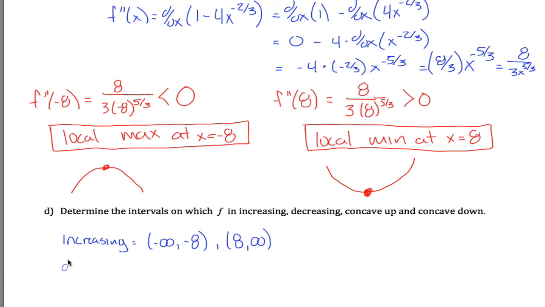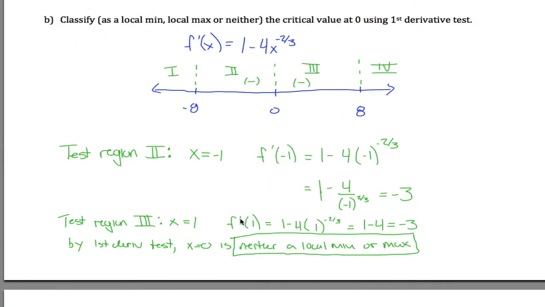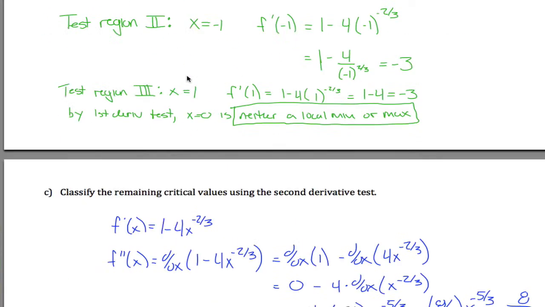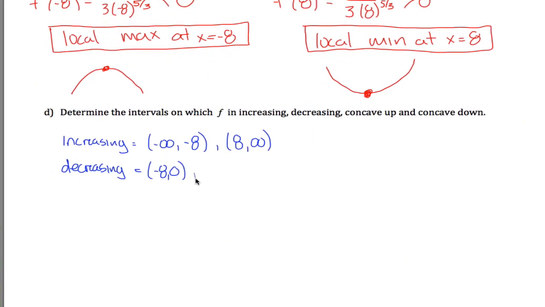And if that's where it's increasing, I can figure out where it's decreasing. Well, it's decreasing from negative 8 all the way up to 0. As we saw in here, it's decreasing on this interval, and it's decreasing on this interval from 0 to 8. So also 0 to 8. Why did I exclude 0? Because the derivative was undefined at 0. If you remember, we figured that out earlier. There's a critical value there. So it wasn't increasing or decreasing.